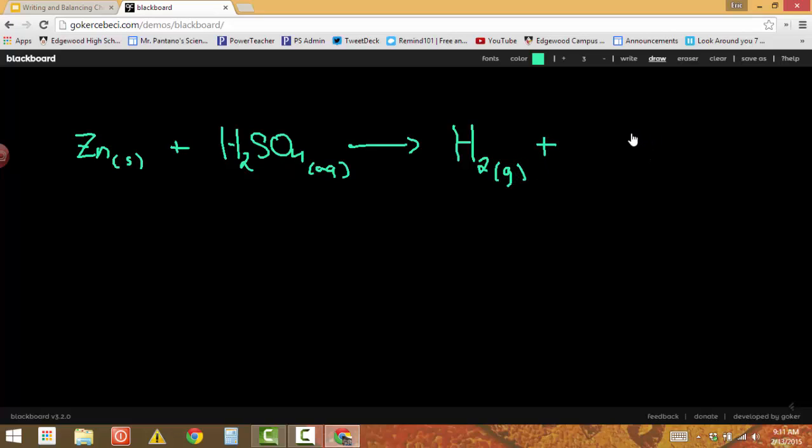And a solution of zinc sulfate. Zinc is a +2 ion. Sulfate is a -2 ion. So zinc sulfate is just ZnSO4, and that, according to the description, was aqueous. It was a solution. There's my skeleton. Let's see about balancing it.